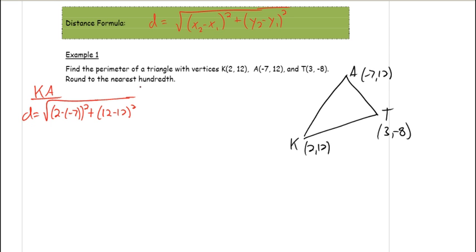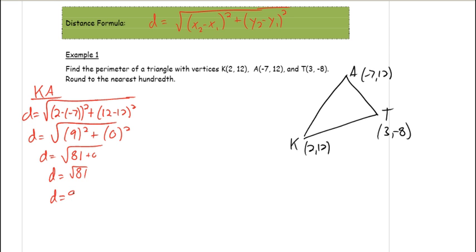And you'll like that one. D equals the square root. 2 minus a negative 7 becomes plus a positive, so it's 9 squared. Plus, this is where you'll like it, 0 squared. So D equals the square root of 81 plus 0, so D equals the square root of 81, D is just 9. There's one distance, so here's the distance, 9.